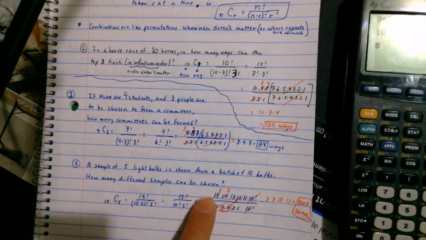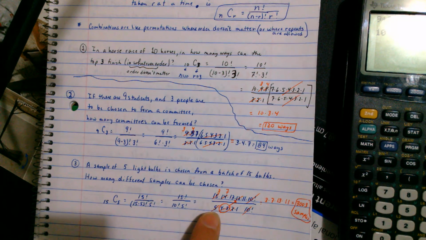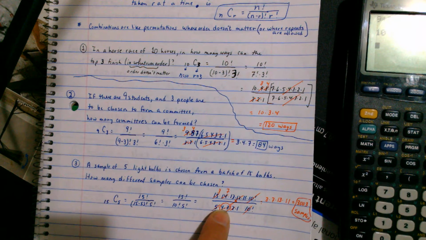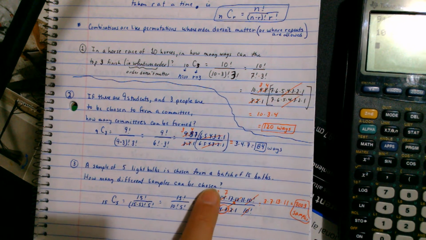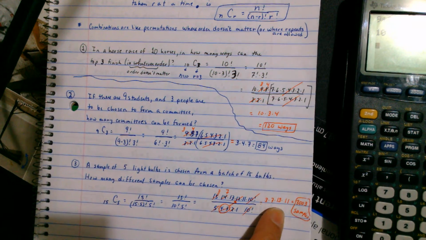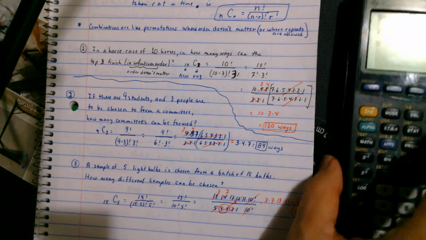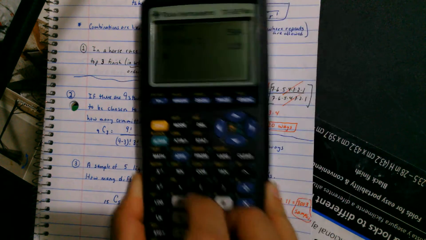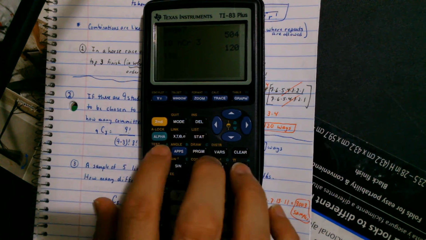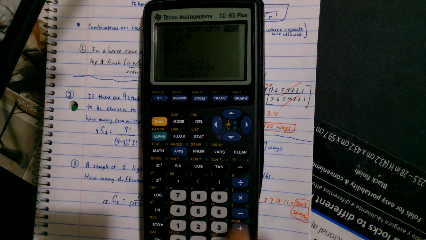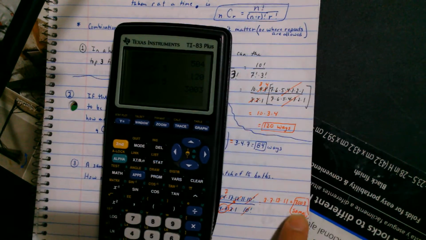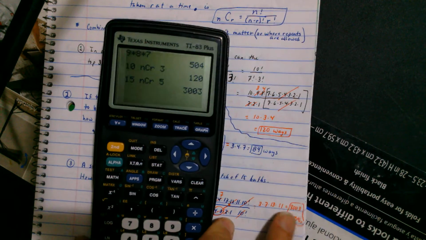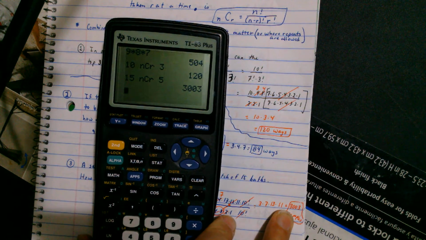So I'm going to take 5 into 15 3 times. 4 times 3 is 12, so that's going to cancel with this 12. This 2 is going to go into 14 7 times. So I'm going to have 3 times 7 times 13 times 11, or 3003. Now, if you're not sure about that, again, 15, math, prob, nCr, 5. Okay, 3003 ways. Same difference.